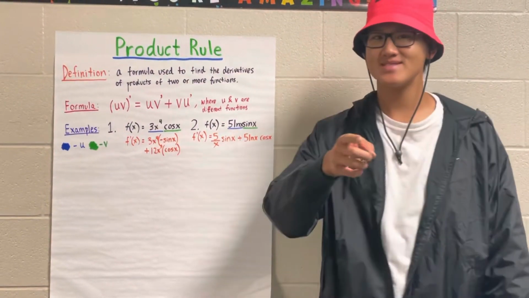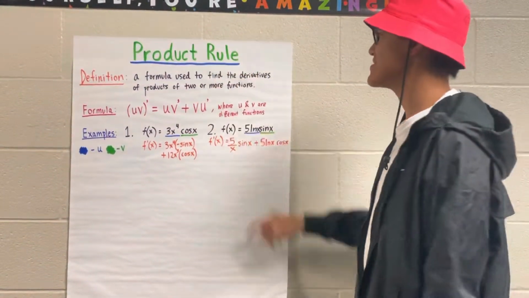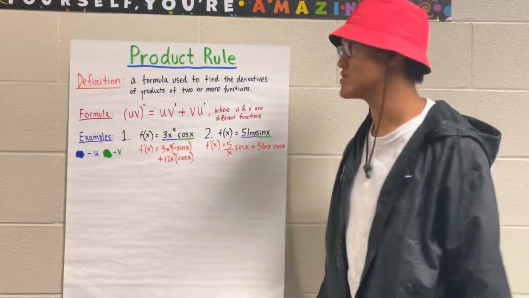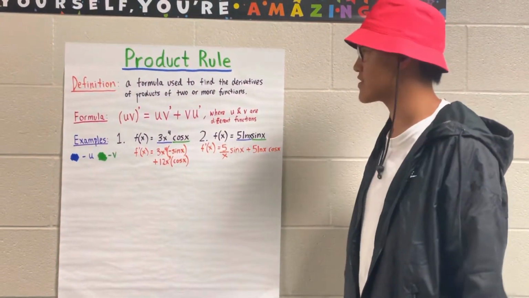I am Eric, Mason's behind the camera, and Mohammed's to the side, and today we'll be talking about the product rule. So the formal definition of the product rule is that it's a formula used to find the derivatives of products of two or more functions.